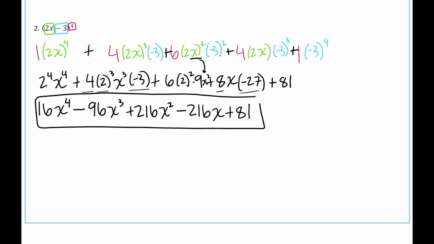So it follows the same pattern. It's just a little bit more complicated with those numbers in there. And that's how it's done.